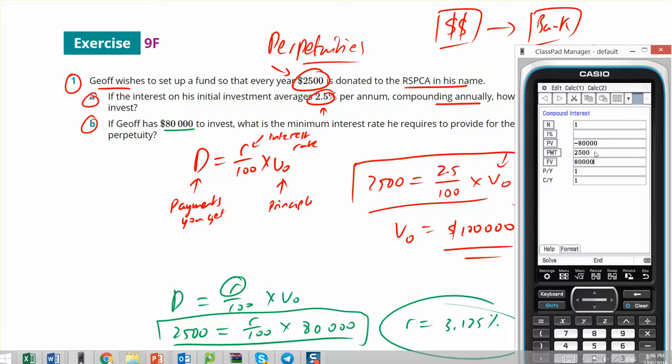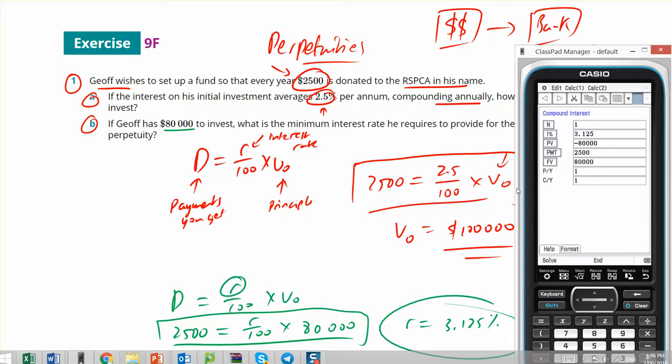that's still your money. If you decide to, you can end your perpetuity and you'll get 80,000 back. So the bank hasn't swallowed it forever. Your PY and CY are 1, because you're doing annually. Go solve, and you get 3.125.